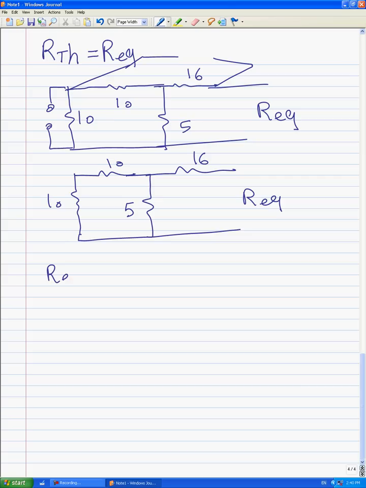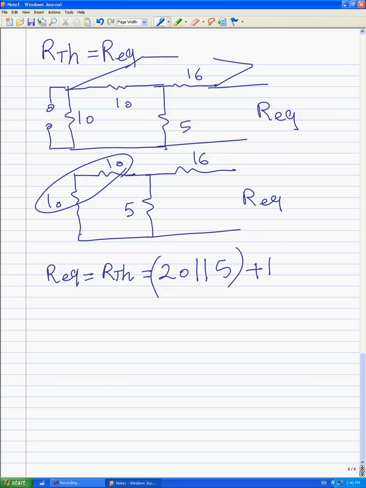That's why the equivalent resistance, or Thevenin resistance, is equal to 10 plus 10, this 10 and this 10 in series, 20, parallel to 5, in series with 16. The total is equal to 20 ohms. This is the final answer for equivalent resistance.